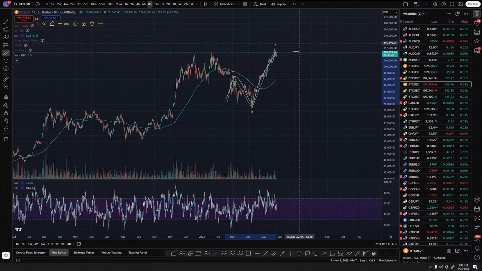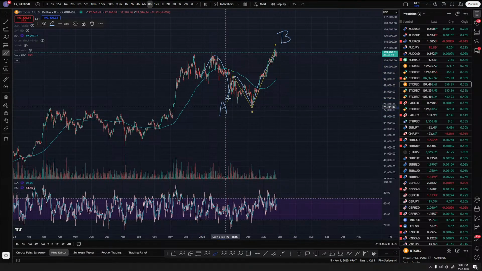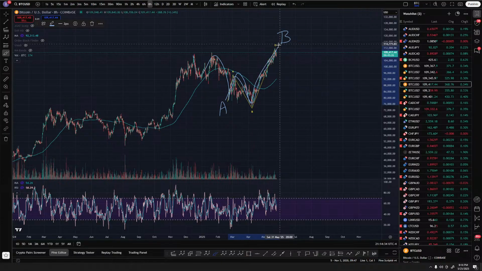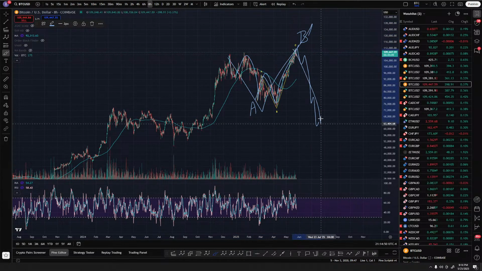Now, this in and of itself is an expanded flat. What I'm suggesting is it's an expanded flat B wave. In fact, I'm calling this a wave B. You say, what's wave A? This is wave A right there. So that would be A. This is an expanded flat B that takes the top. It's calling for a wave C, which should be 5 waves fast and furious to the downside, to be a 3, 3, 5 correction.